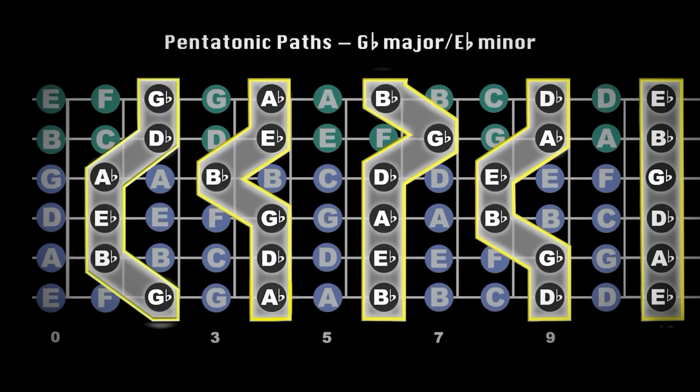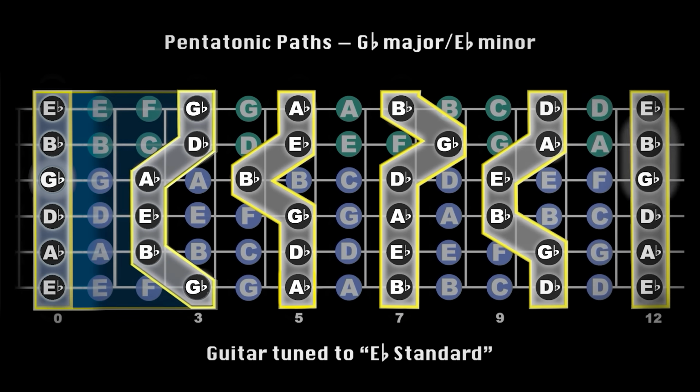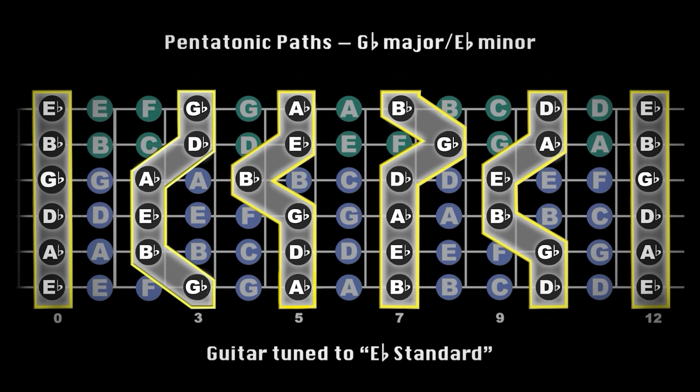I've chosen G-flat pentatonic because it consists of all the notes absent from the key of C, and because it's exactly halfway around the circle from C. If we tune the guitar down a half step to E-flat standard, the symmetry of these patterns will be much clearer, as will the symmetrical relationship between G-flat and C.